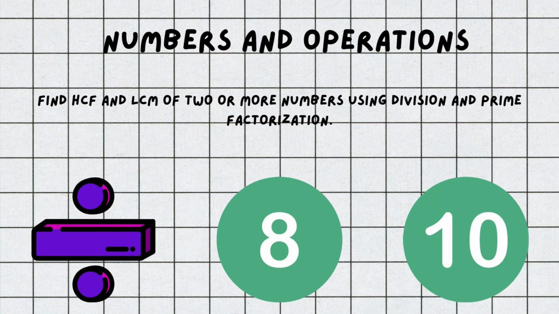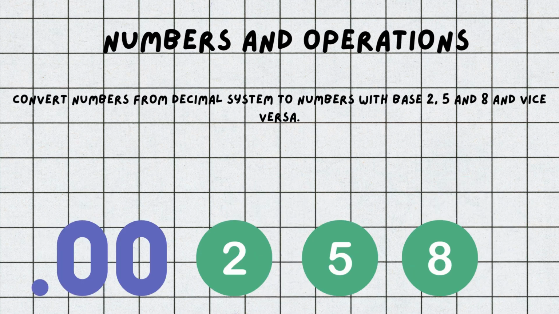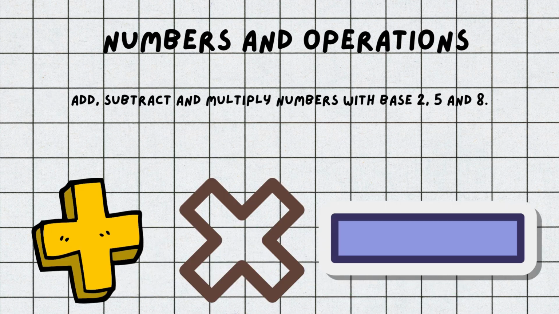Find HCF and LCM of two or more numbers using division and prime factorization. Convert numbers from decimal system to numbers with a base 2, 5, and 8, and vice versa. Add, subtract, and multiply numbers with a base of 2, 5, and 8.